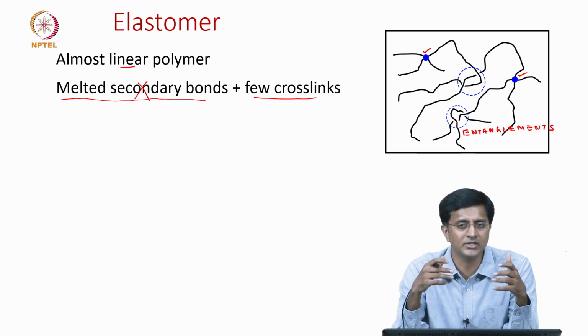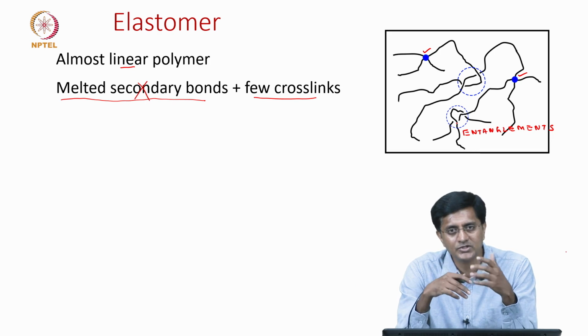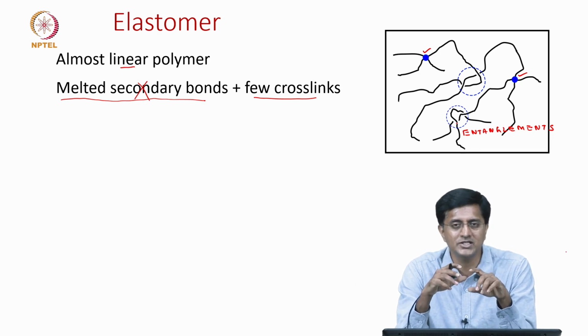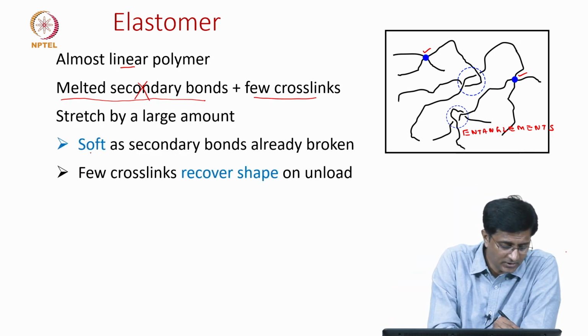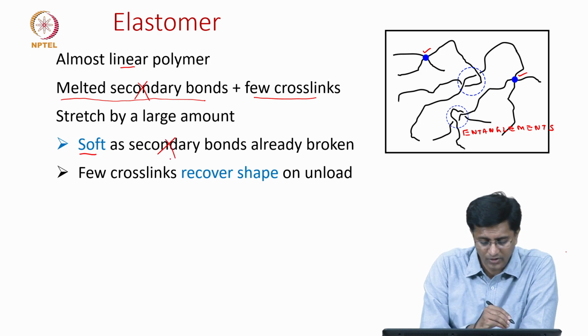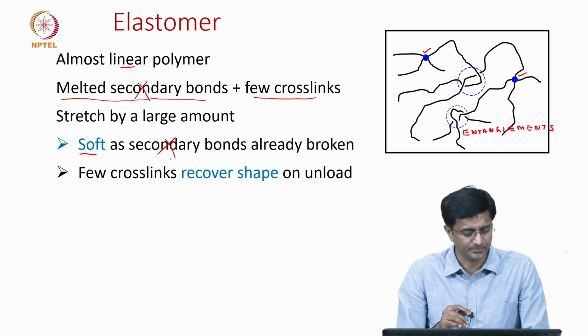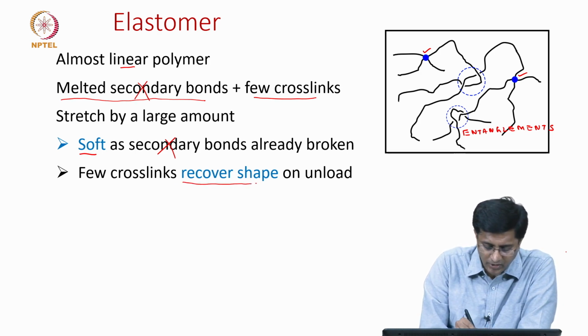The same happens with a long rope. Usually what happens is they coil up against each other and then they entangle. So first we say that elastomers are soft because the secondary bonds are already broken at room temperature and they have very few crosslinks. Why is cross linking important? Because they recover the shape.